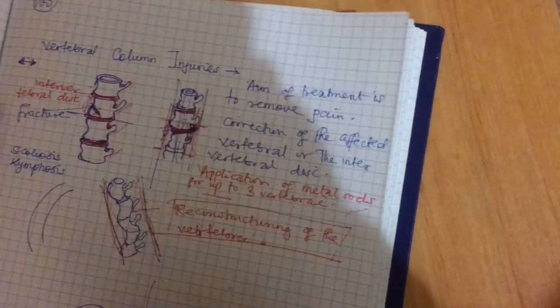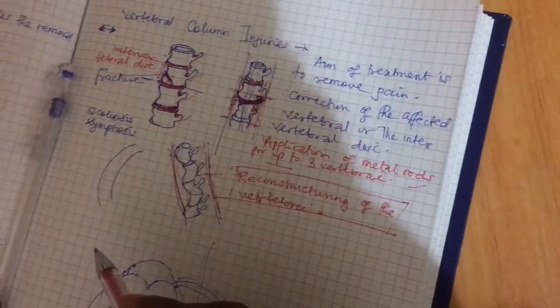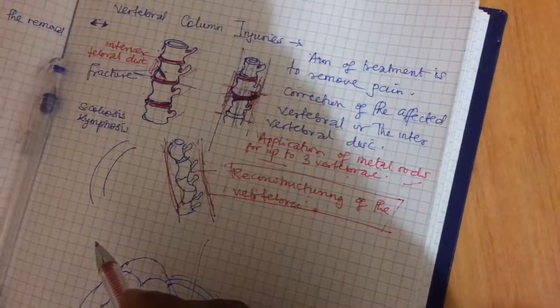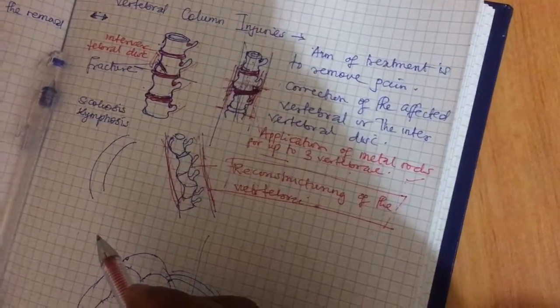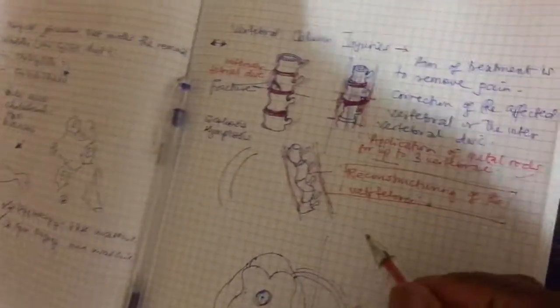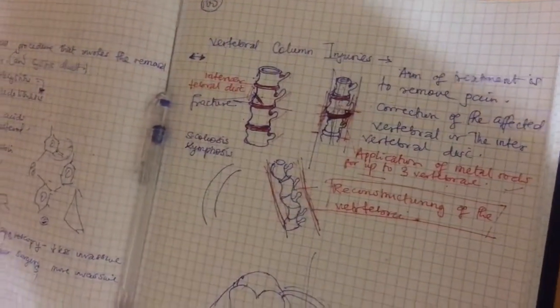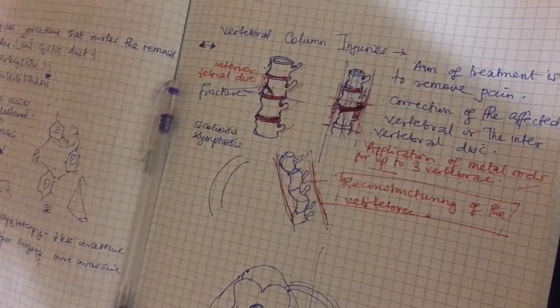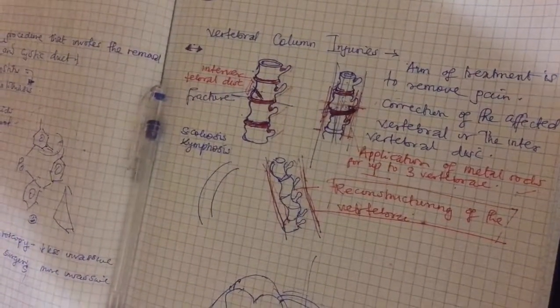scoliosis. Scoliosis and kyphosis are usually deformations that are not due to trauma, but may be congenital. It may be due to the work the person is doing. If the person is working and it is like this all the time, the back can become like that. If he is carrying something every day, this person can become like this.